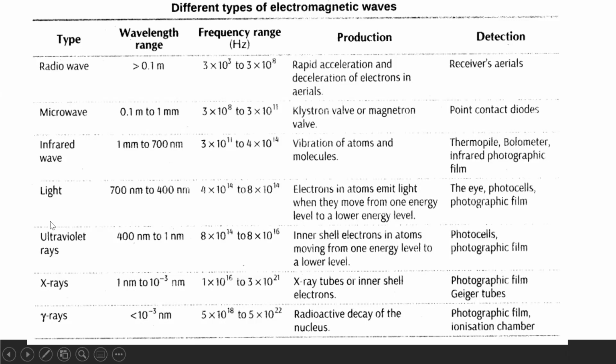Then ultraviolet rays are also detected by photocells. Photocells are devices that convert electromagnetic radiation to electrical energy. They are also detected by photographic film. And then X-rays. X-rays are produced by X-ray tubes, or by inner shell electrons, still inner ones. X-ray tubes are found in hospitals. X-rays are taken in hospitals, right?